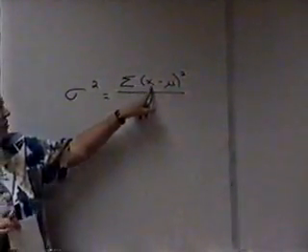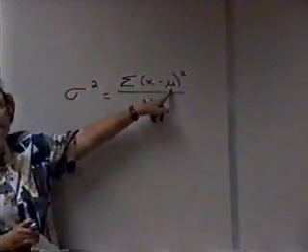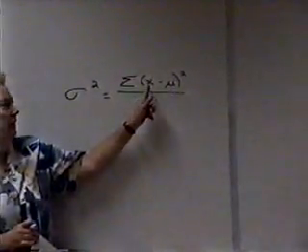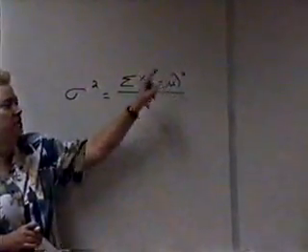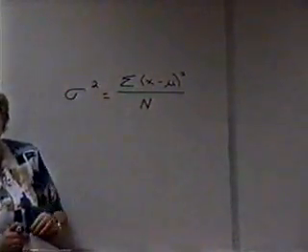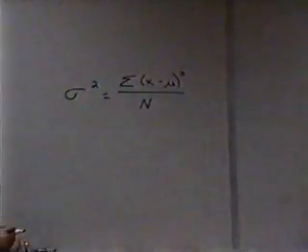This says to take each and every value, this is your each x, subtract the mean, and then square that difference. Each x minus the mean, square the difference. Add up all of those and divide by n. And this is the variance.